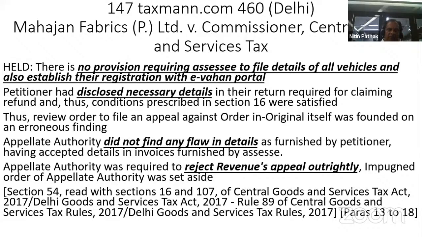Thus, the review order to file an appeal against the original order was founded on an erroneous finding. The appellate authority did not find any flaw in the details furnished by the petitioner. Having accepted the details in the invoices furnished by the supplier, the appellate authority was required to reject the revenue's appeal outright, and the order in appeal was set aside. It is not saying this is not a part of ITC. The rule doesn't say that your vehicle should be registered on the E-way portal. So, Mahajan Fabrics: an additional condition which is in the mind of the officer, which is not provided in law, need not be followed.